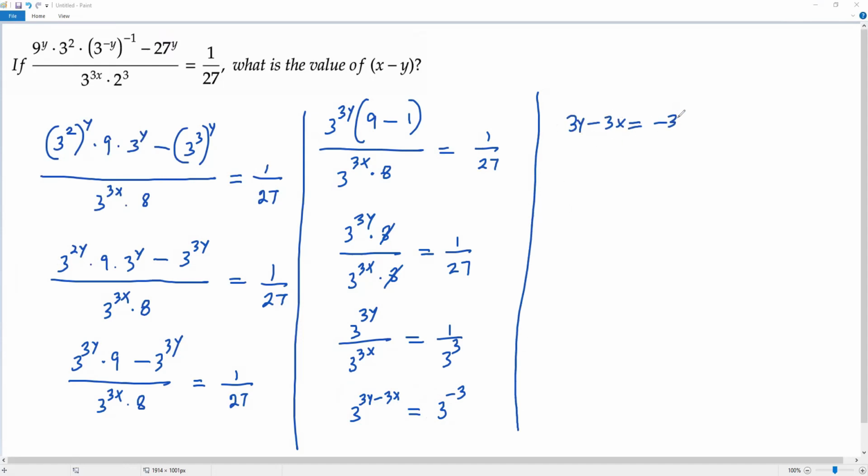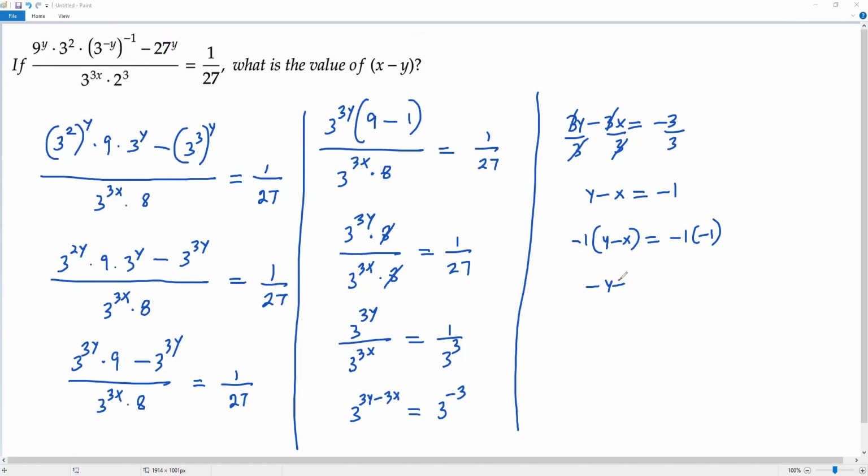Now, let me divide each term of this equation by 3. Let me do it, divided by 3, here divided by 3, here divided by 3. Okay, this 3 will cancel, here 3 will cancel. We get y negative x on the left side. On the right side, when I divide negative 3 by 3, I am getting negative 1. Let me multiply both sides of this equation by negative 1. Then we get negative 1 times y negative x. On the right side, negative 1 times negative 1. We can distribute this negative 1 to this y and negative x.